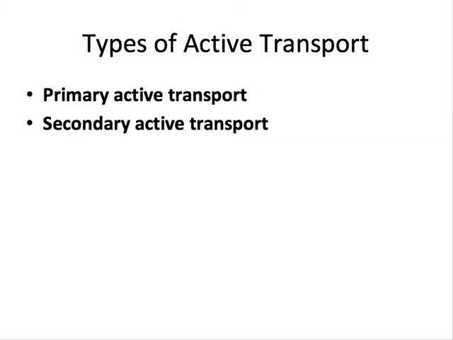Now, active transport has two types, and this classification is based on the source of the energy which is used to affect the transport. In primary active transport, the energy is derived directly from the breakdown of ATP or some other high energy phosphate compound. While in secondary active transport, the energy is derived secondarily from the energy that has been originally created by the primary active transport.